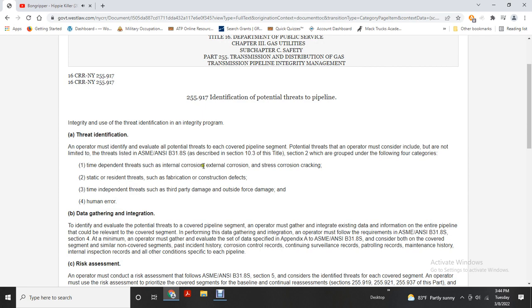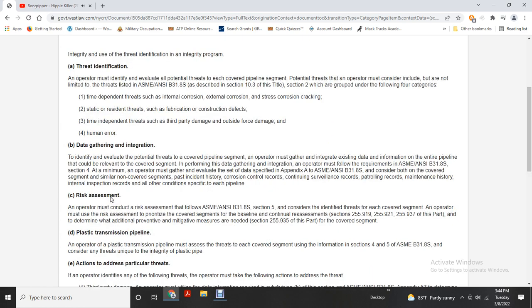Time dependent threats such as internal corrosion, external corrosion, stress corrosion cracking, or resident threats such as fabrication and construction defects. Time independent threats such as third-party damage, outside force damage, and human error. Data gathering and integration: to identify and evaluate potential threats covered in the pipeline, the operator must gather and integrate existing data and information on the entire pipeline that could be relevant to the covered segment.